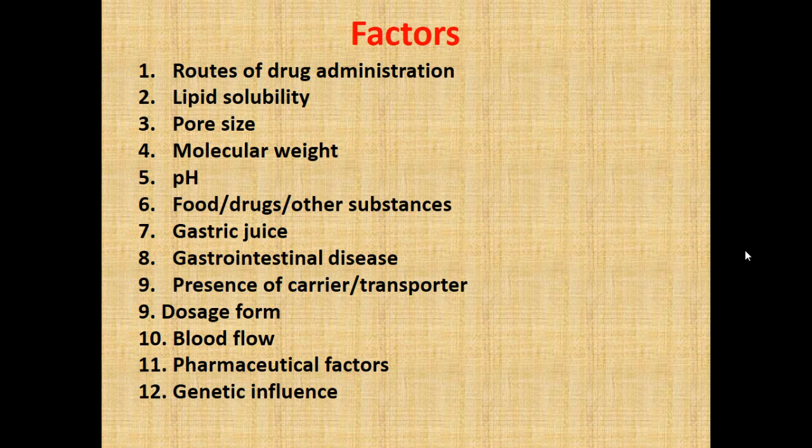Routes of drug administration, lipid solubility, pore size, molecular weight, pH, food, drug, other substances, gastric juice, gastrointestinal diseases, presence of carrier or transporter, dosage form, blood flow, pharmaceutical factors, and genetic factors. Among these, routes of drug administration, lipid solubility, pH, and food or drug other substances present, genetic influence are the very important factors. Now we are going to see the individual factors in detail.